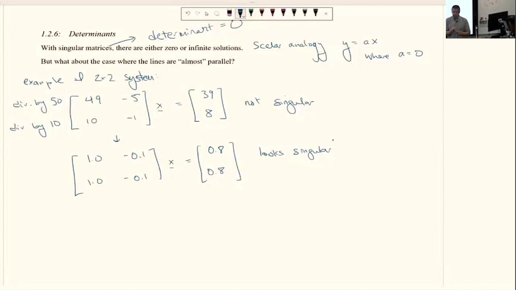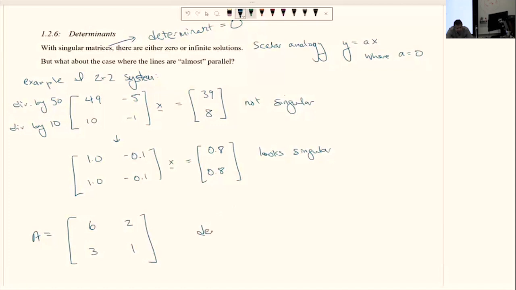And so how do we determine whether or not a matrix is close to singular, right? So we'll do this thing called the determinant. Okay, so let's define it, right? So the determinant here, let's say I have A equals 6, 2, 3, and 1.